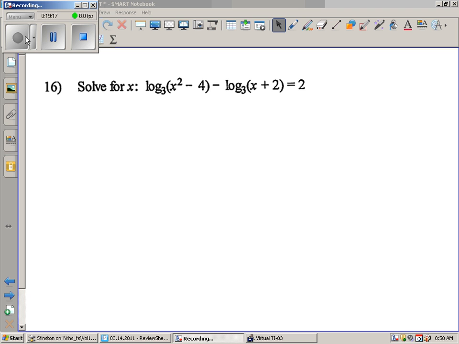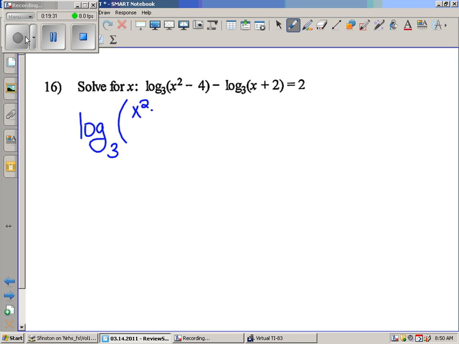All right, let's do this. If you didn't do well on your calendar quiz, maybe this problem will be a little bit easier. It's not as bad as that, but similar ideas. Subtraction between two logs means division. So this is going to be log 3, and in parentheses we're going to do x squared minus 4 divided by x plus 2 equals 2. What do you do next?